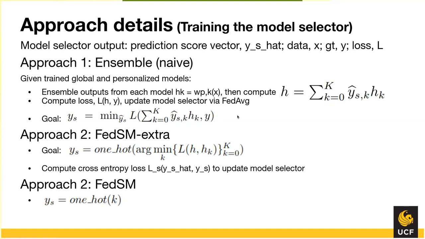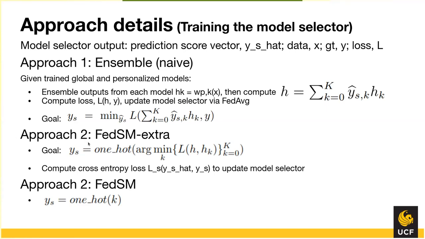So this has a couple problems. It's hard to train this model to learn this, and it incurs extra communication costs after training. So approach 2 aims to solve the difficulty with the training.